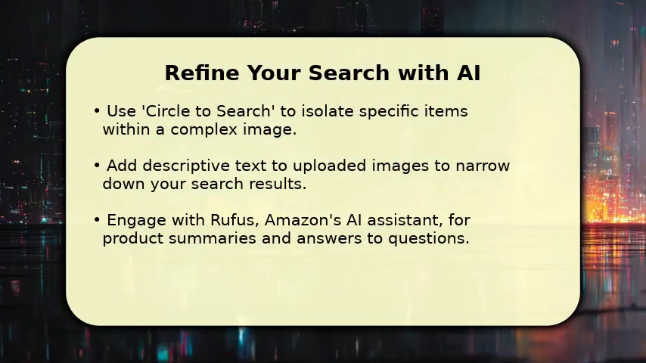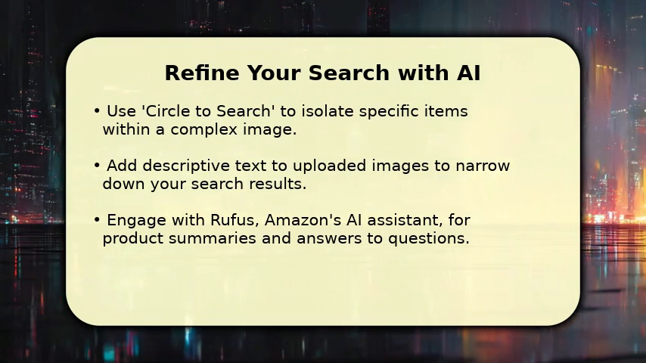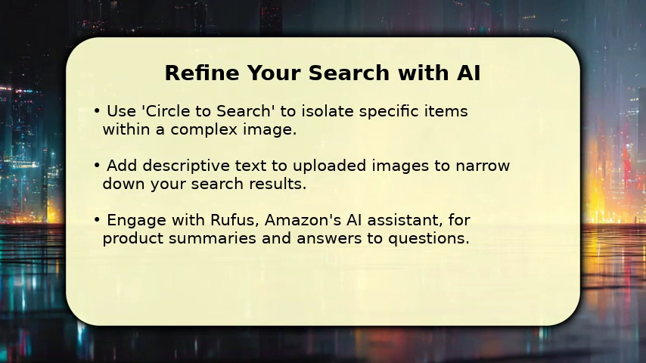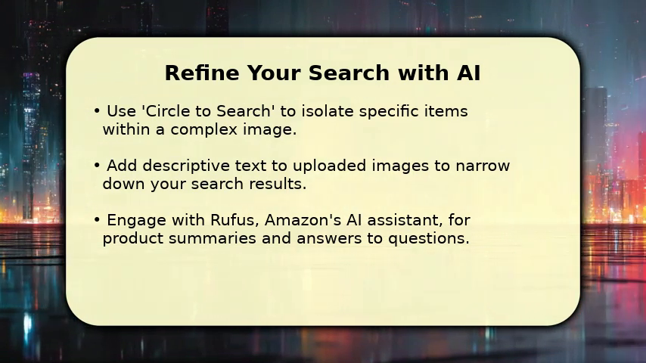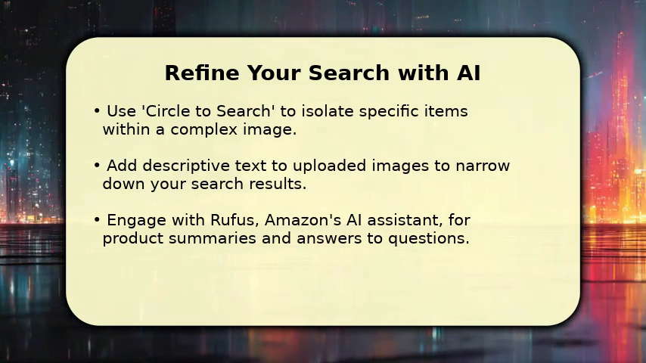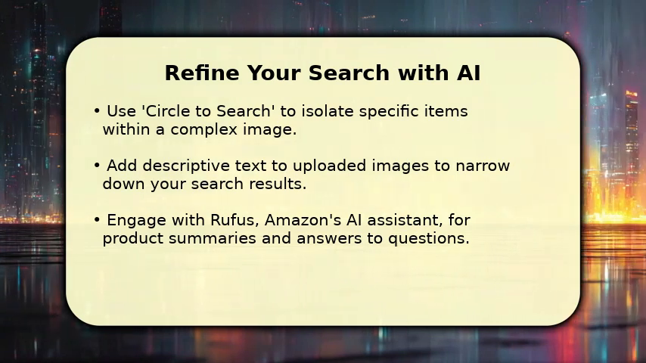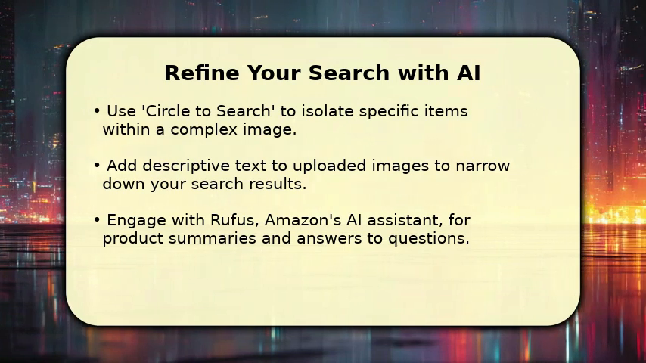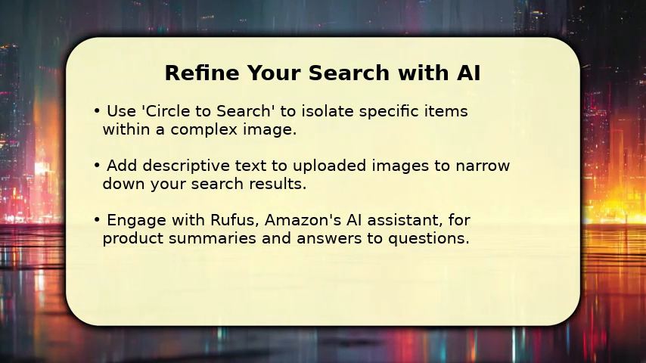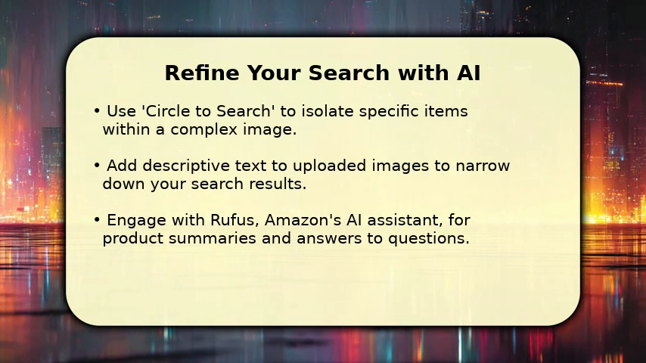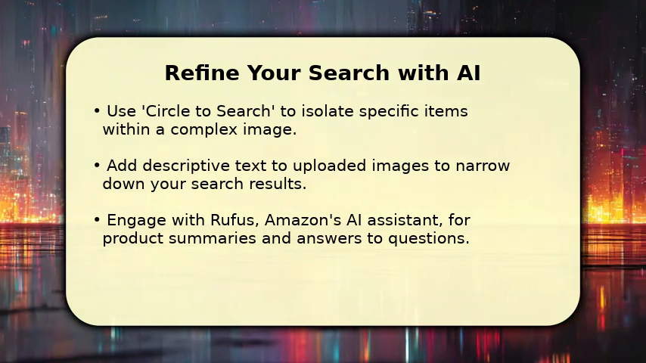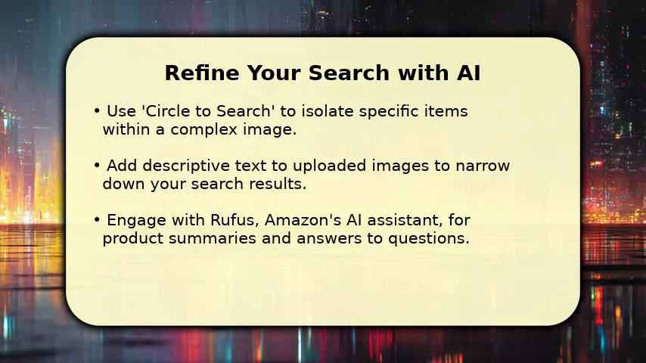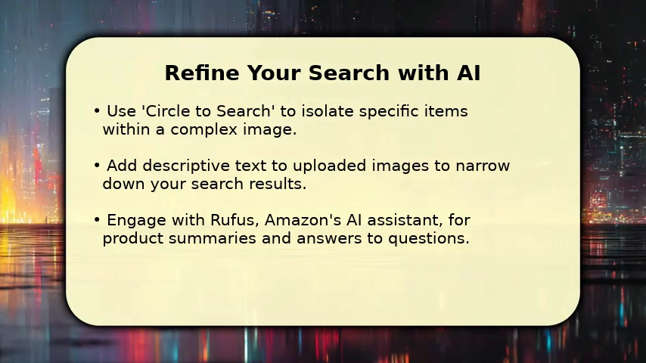Amazon Lens offers advanced features to help you find exactly what you need. If an image contains multiple items, use the circle to search function to draw a circle around the specific product you're interested in. You can also enhance your search by adding text descriptions, like red or cotton, to uploaded images. Furthermore, the integrated Rufus AI assistant provides quick product summaries and answers your questions in real time, offering valuable insights without ever leaving the camera view.